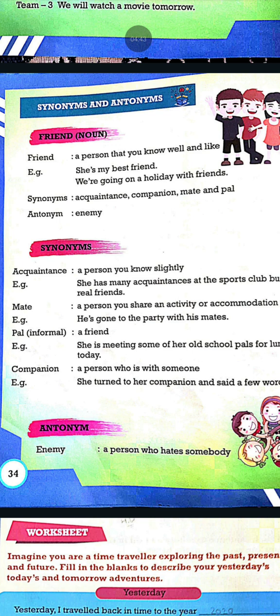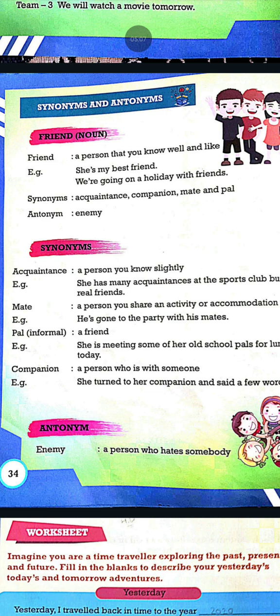Now, synonyms we already know. If you watch the last episode, you will know this answer. What are synonyms? Correct. They are just similar sounding words. So, acquaintance, companion, mate, and pal. These are all words that you can replace friend with.